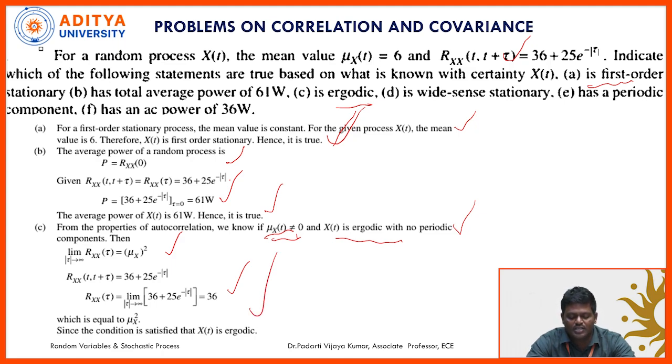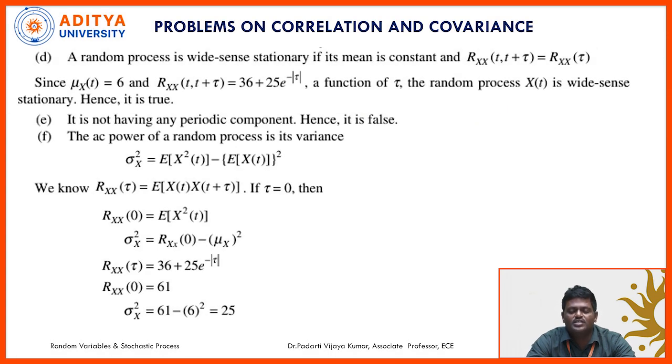The next condition is we need to verify whether it is wide-sense stationary or not. For a wide-sense stationary random process, the autocorrelation function must be a function of time difference and the mean should be constant. So, both are satisfied. So, the fifth condition is also satisfied. Next, we need to verify whether it is having periodic components or not. So, it is not having any periodic components, hence the statement is false.